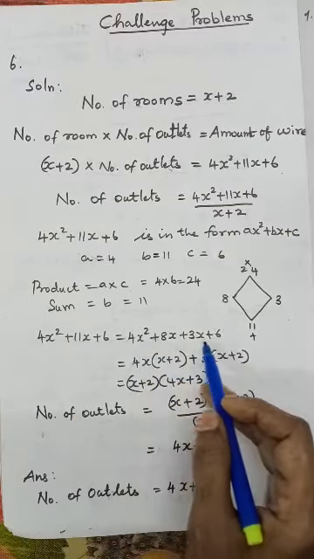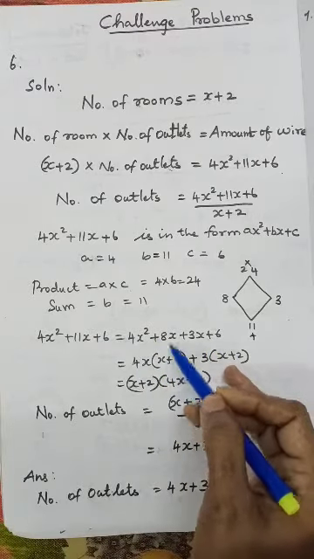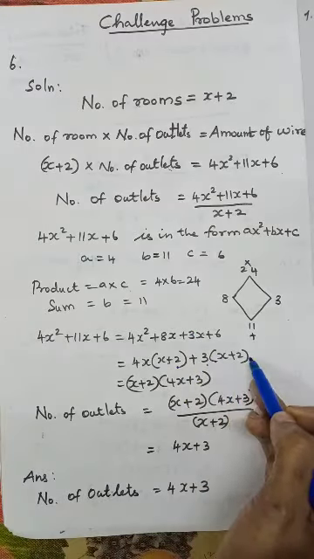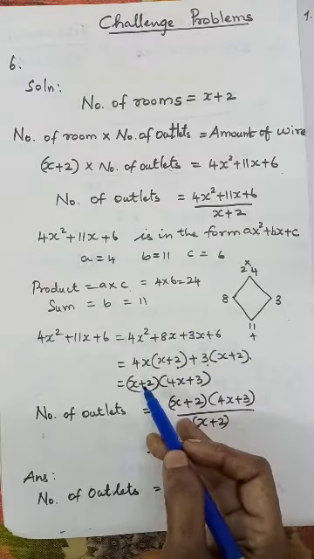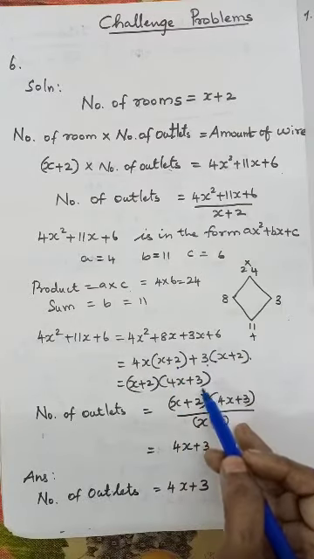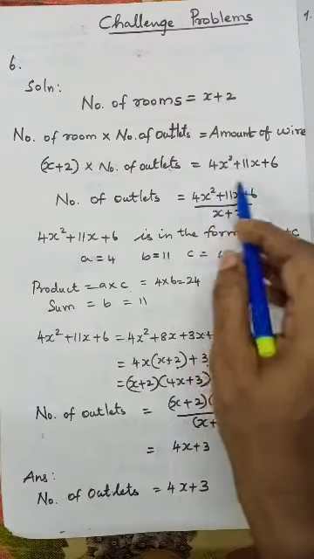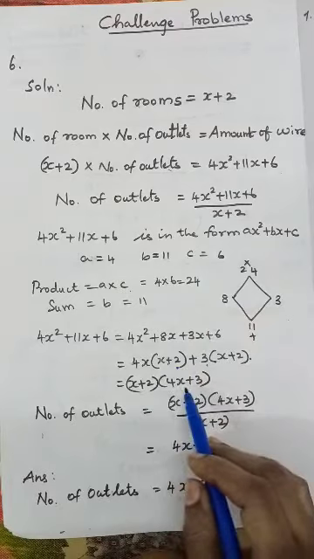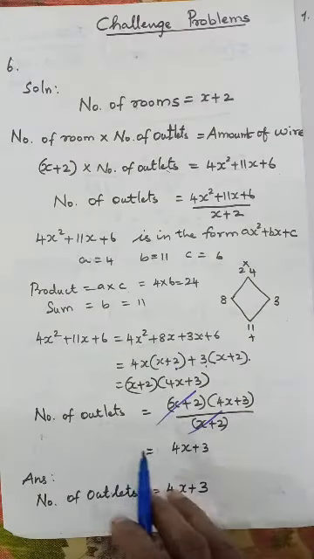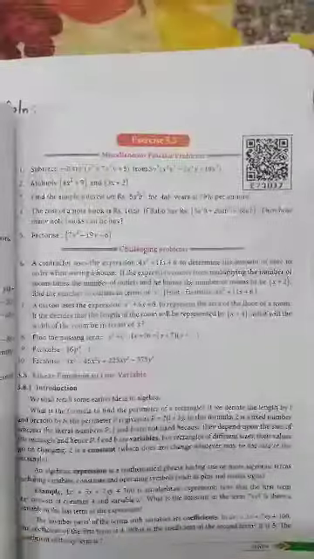4x square plus 8x plus 3x plus 6. Now take 4x outside, remaining is x, here remaining is 2. Plus 3 into x plus 2. Now x plus 2 take common outside, 4x is remaining here, here remaining is 3. So number of outlets is equal to, substituting x plus 2 and 4x plus 3, now x plus 2 gets cancelled. Remaining is 4x plus 3. So the number of outlets is 4x plus 3.